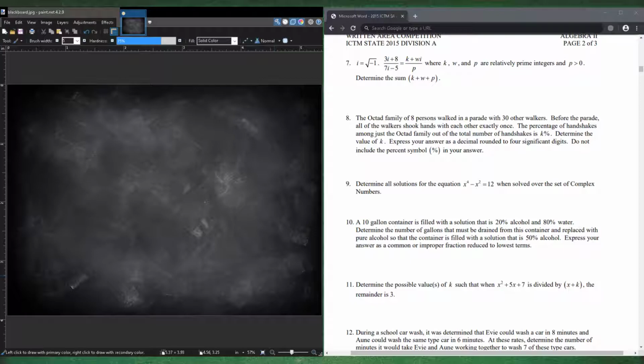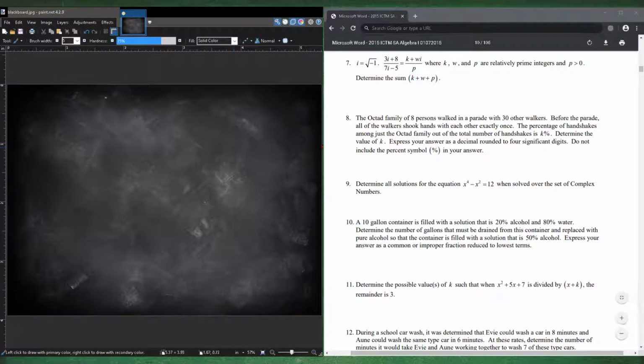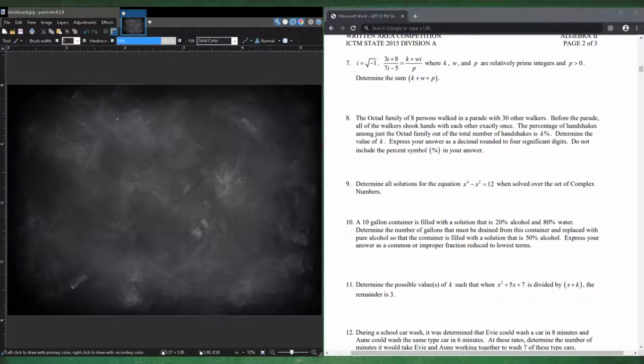Number 8. The Octave family of 8 people walk in a parade with 30 other walkers. Before the parade, all the walkers shook hands with each other exactly once. The percentage of handshakes among just the Octave family out of the total is K%. Round to 4 digits, basically. Do not write the percentage in your answer. So basically, since it takes 2 people to shake hands, you're going to have to use combinations, right? Because it doesn't matter if person A shakes person B versus person B shakes person A. They only have one handshake.